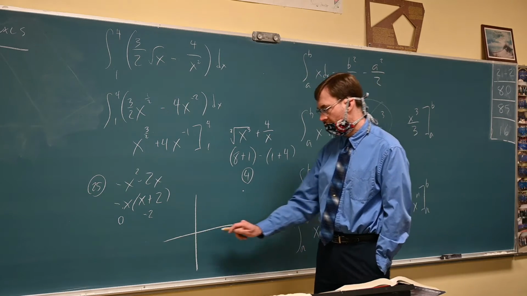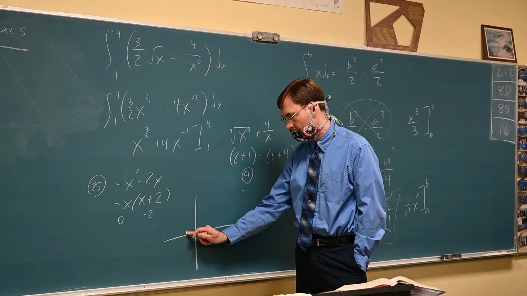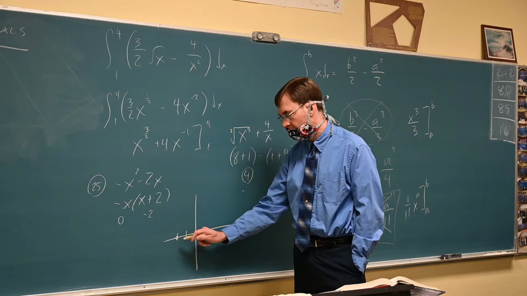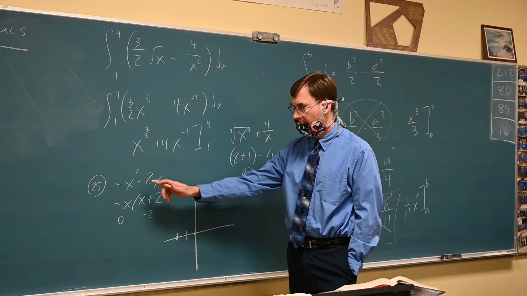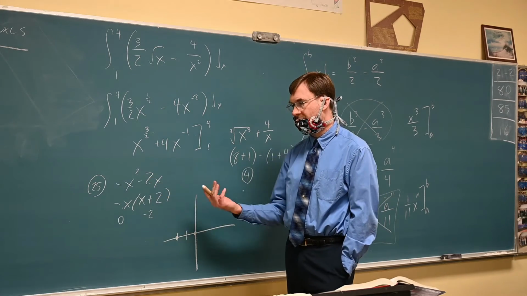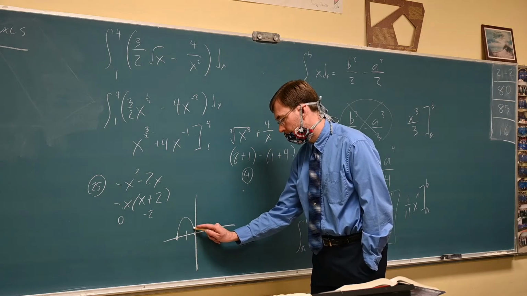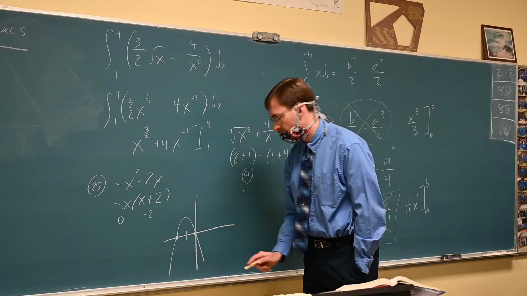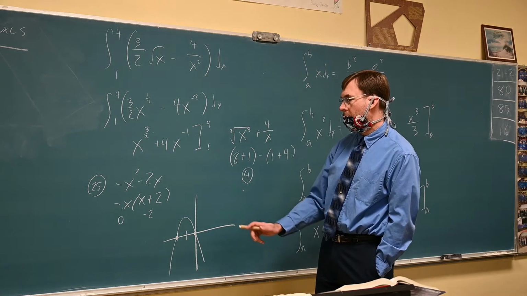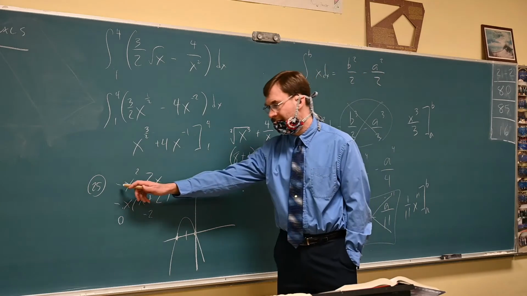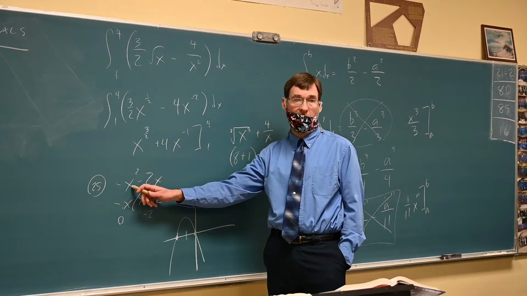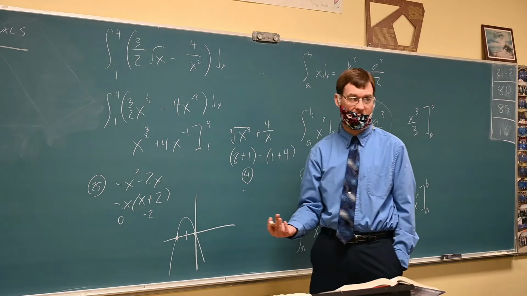So if I go to make a graph, 0 is a touch point, negative 2 is a touch point. X squareds are U's. We'd have to decide right side up or upside down. This one's upside down. Something like that. I know it's upside down because there's a negative with the x squared, or if you're not sure, just grab your calculator, graph it, and see.